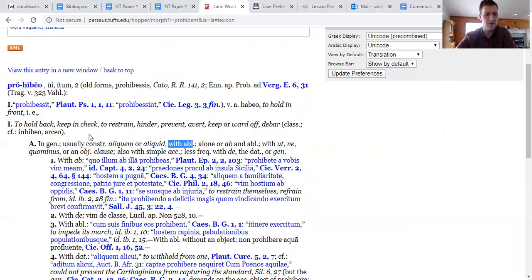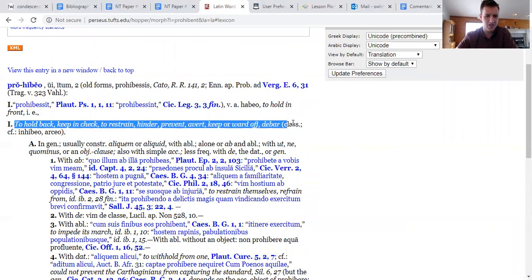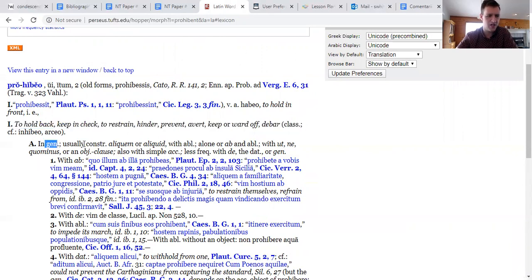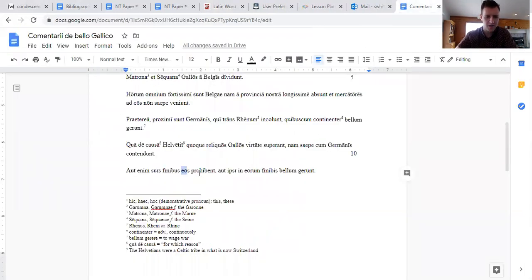So here's a little bit of digging in the dictionary. So I'm looking right here. To hold back, keep in check, ward off. Now, in general, it usually takes an accusative, aliquem or aliquid. This is just a little bit of how the dictionary works. With an ablative also. Okay, so you ward off something from something else, or you ward off someone from someone else. Now, that's what we have going on here.